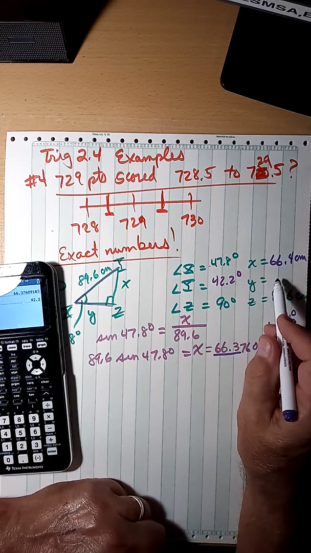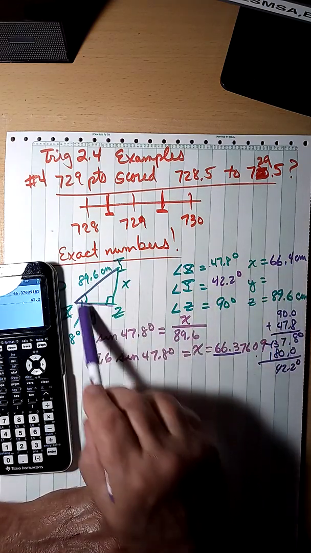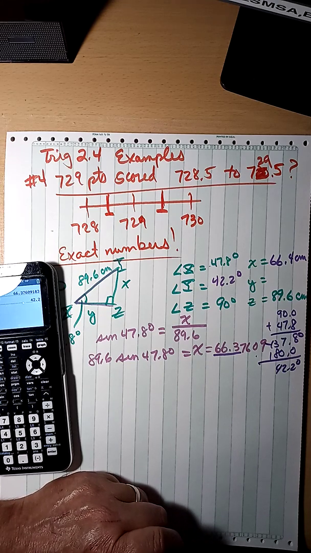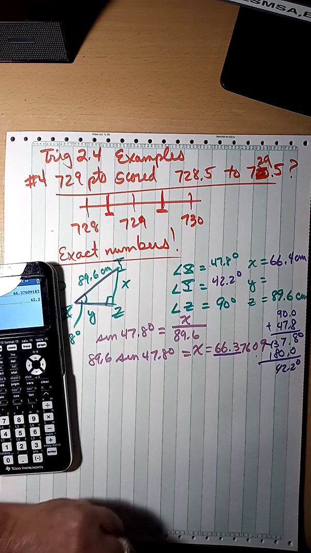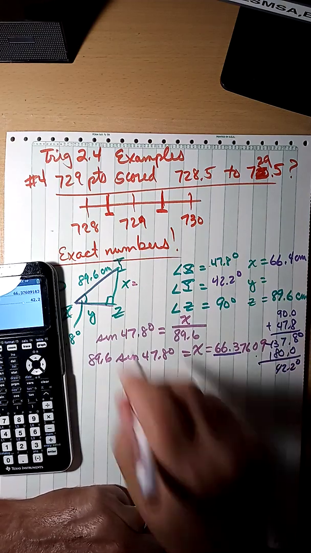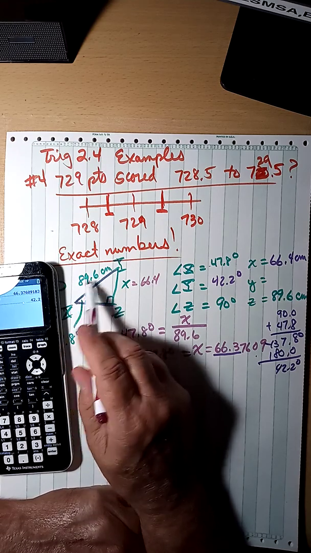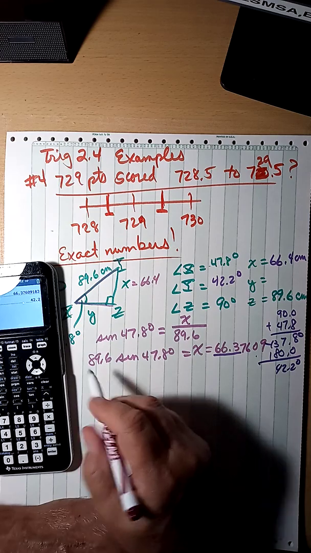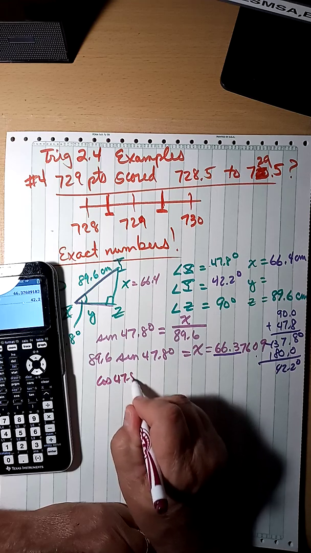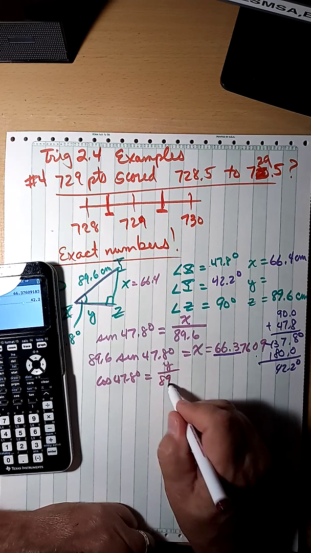How do we find y? You can use the Pythagorean theorem because this is a right triangle, but let's use some more trig because it's a little more fun, and you got to practice it anyway. So, since I've got x now, the 66.4, but I've got this angle and that given side, so I'm going to use that with y. That's the adjacent and hypotenuse. So I know that the cosine of 47.8 degrees is the adjacent y over the hypotenuse 89.6.